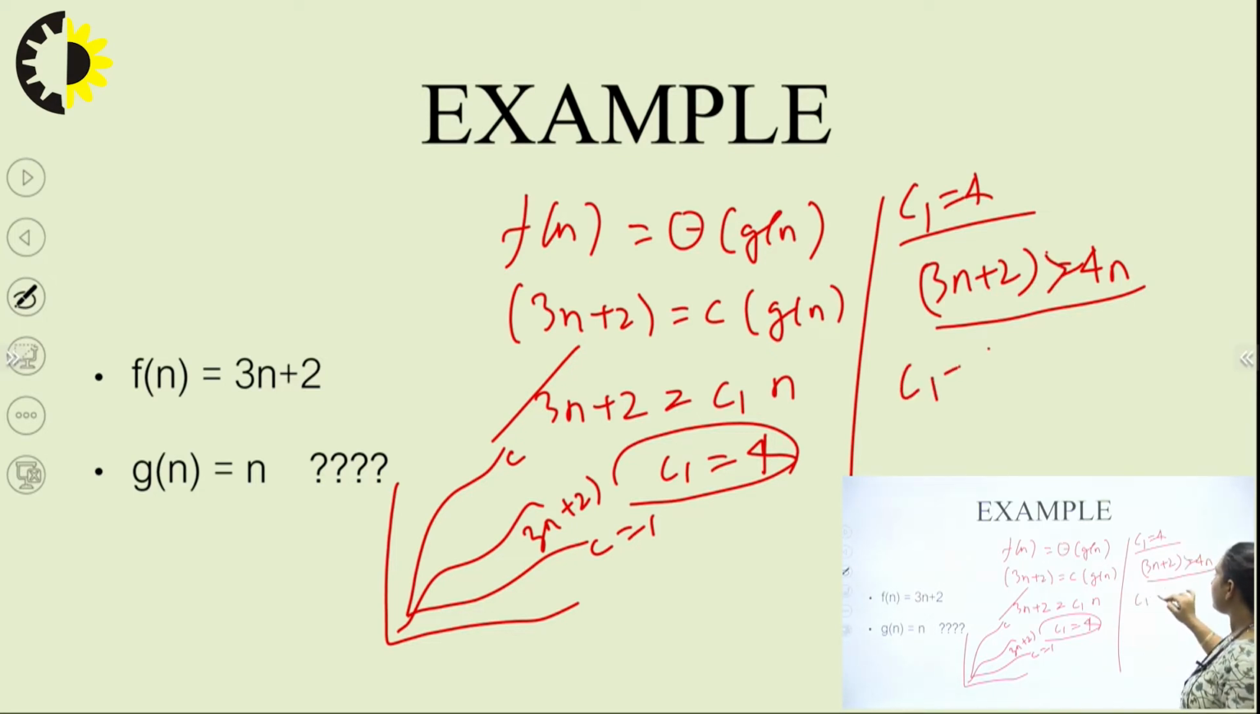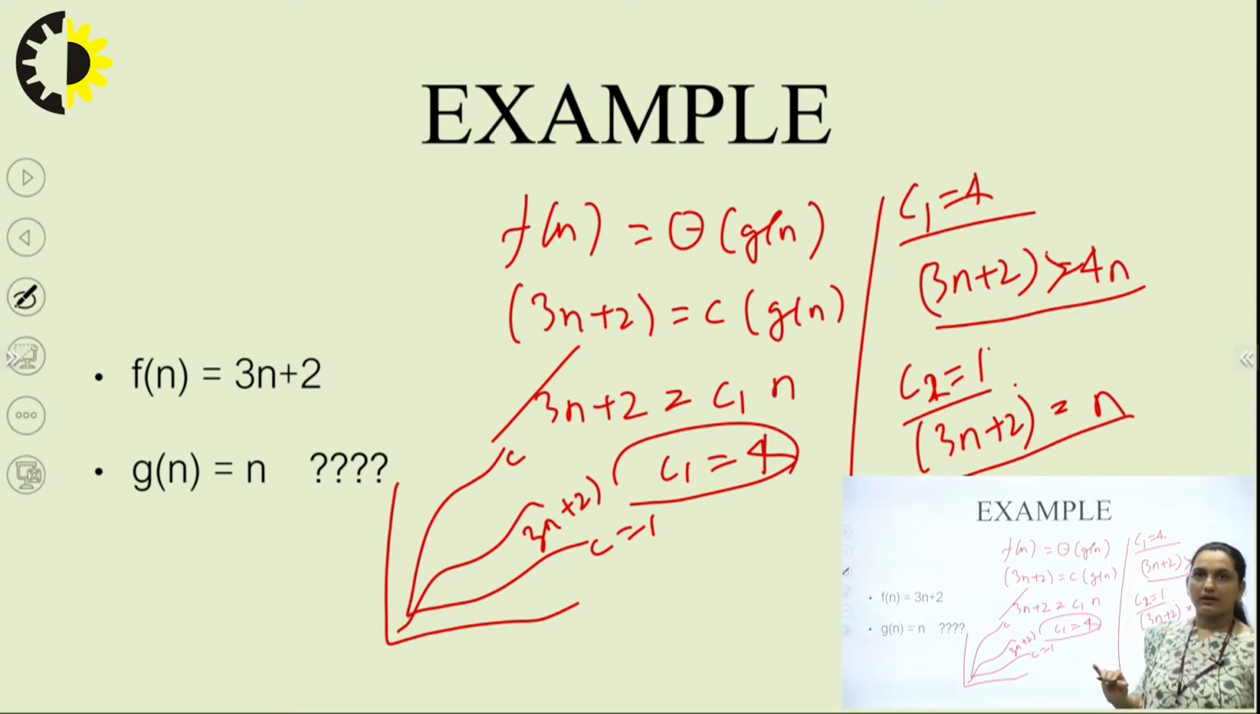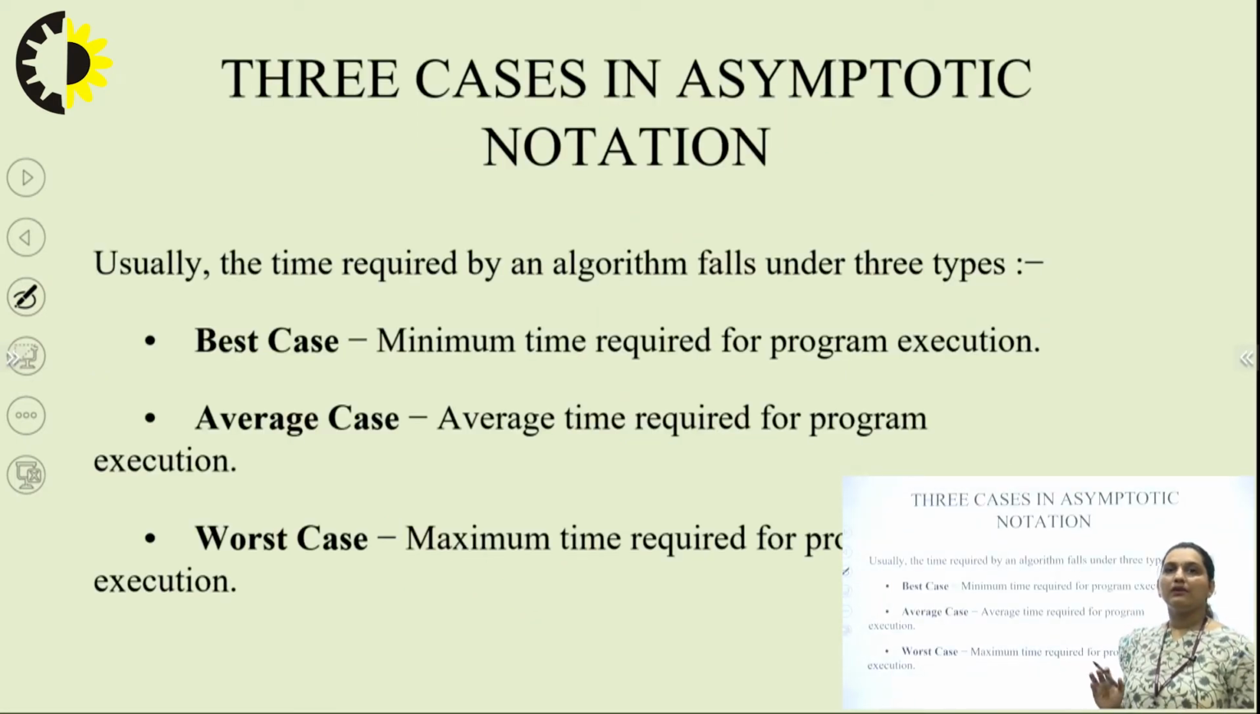Or if the value of c2 is 1, then we take 3n plus 2 and we compare it with n. So that is also the case. So we are making two bounds here, upper and lower bound. Fine. So these are the three notations we are using, because for any problem we have an algorithm.